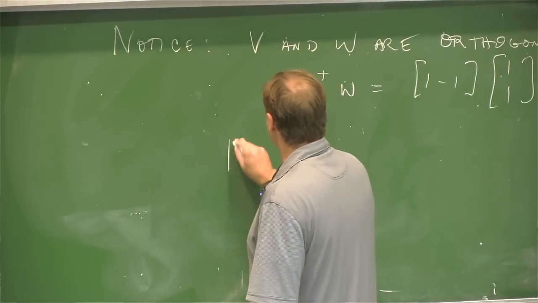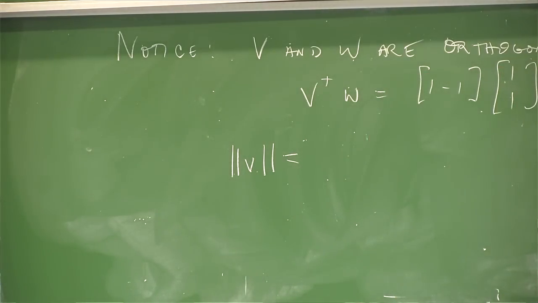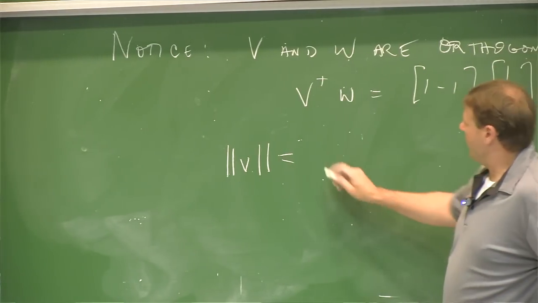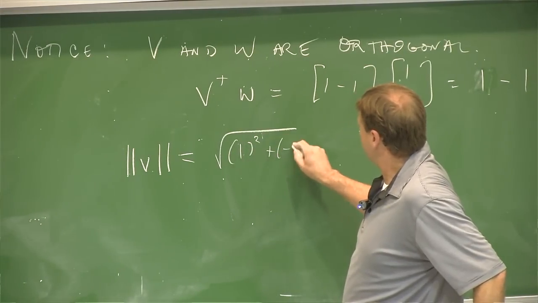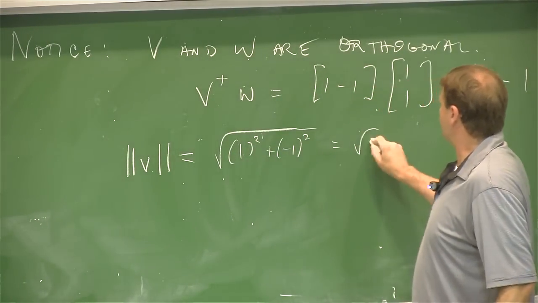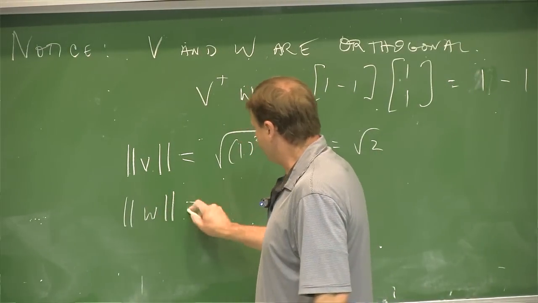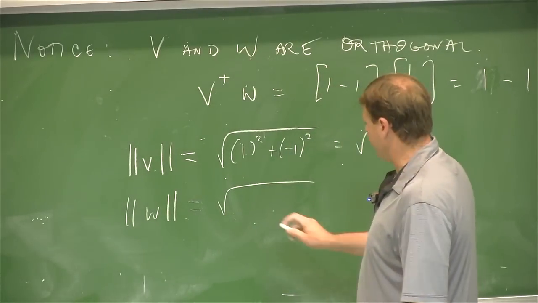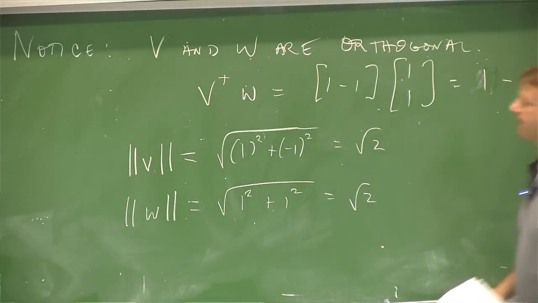Okay, and let's get the lengths of the vectors. Okay, what's the length of V? Well, the length of V will be the square root of 1 squared plus negative 1 squared, which is root 2. And the length of W, that's going to be 1 squared plus 1 squared, which is also root 2.